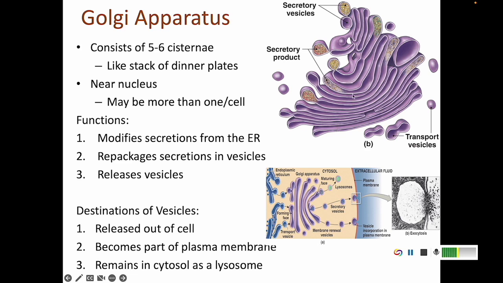While it's going through these layers, it's going to repackage the secretions, package them into specific vesicles, and then the trans face will release transport vesicles to be able to go off. And these transport vesicles will go three places. One is it could be released out of the cell. So here you see this one being secreted, and you see it just being pushed out of the cell.